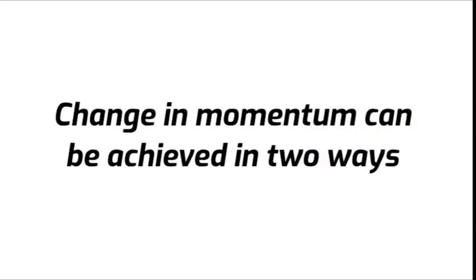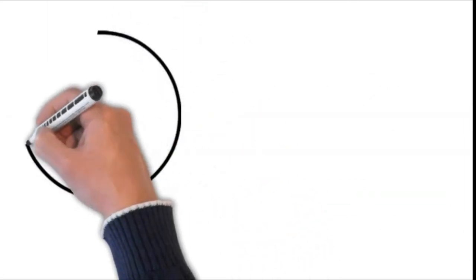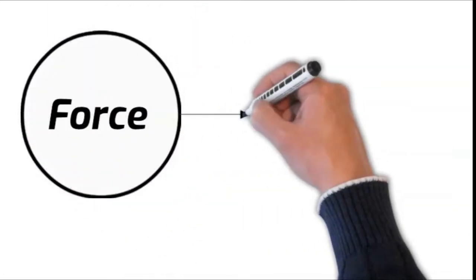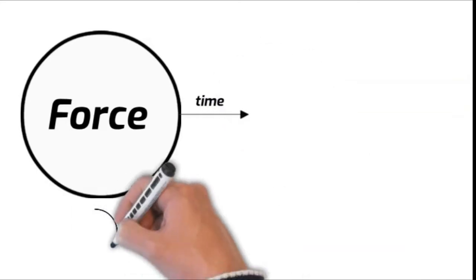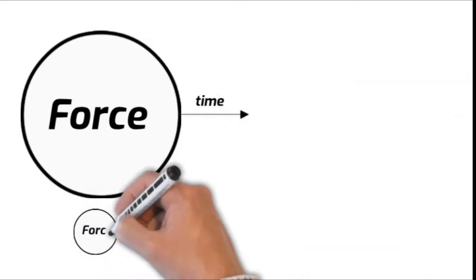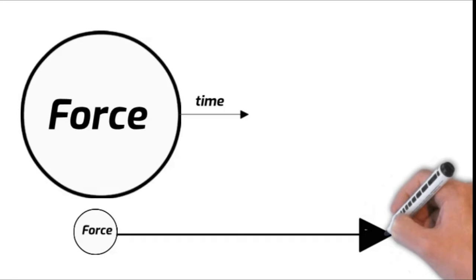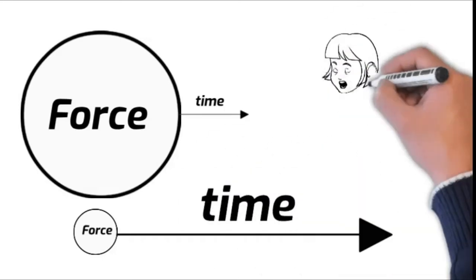Change in momentum can be achieved in two ways. First one, a large force acting for a short period of time, and second one, a smaller force acting for a longer period of time. Let us understand this with some examples.